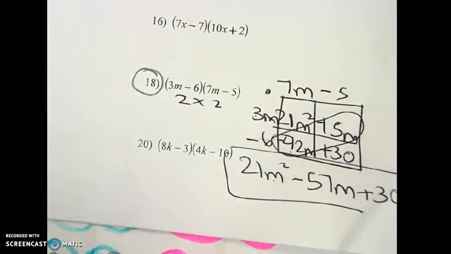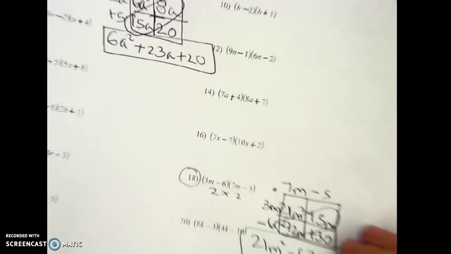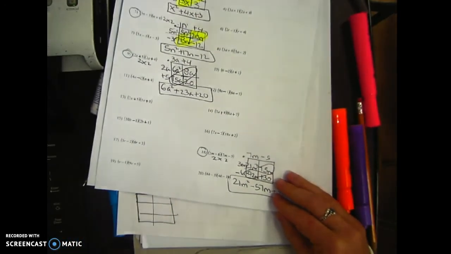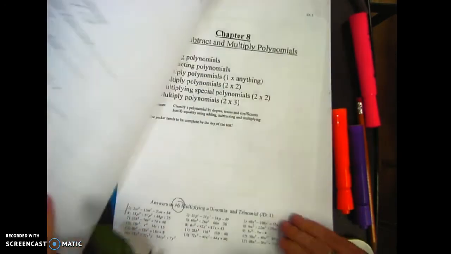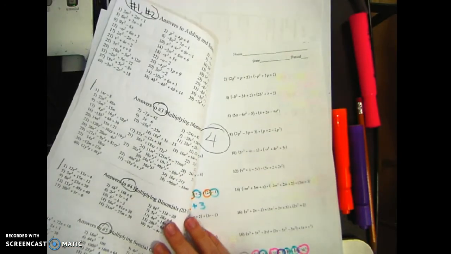So what I want you to do right now is to get this page done. This page is worth 4 points. Remember, as I said in all the other ones, all the answers are right here. Okay?